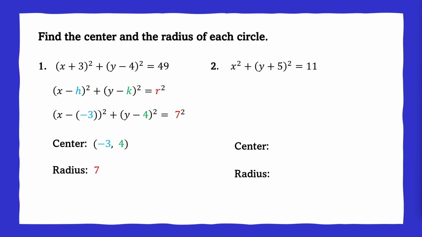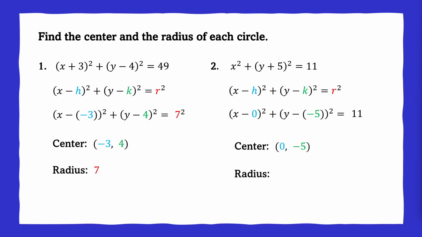In the second example, the equation is x squared plus the quantity (y plus 5) squared is equal to 11. This is the same as (x minus 0) squared plus (y minus negative 5) squared equals 11, which tells us that the center is at (0, negative 5). Since 11 is equal to the radius squared, the radius is the square root of 11.